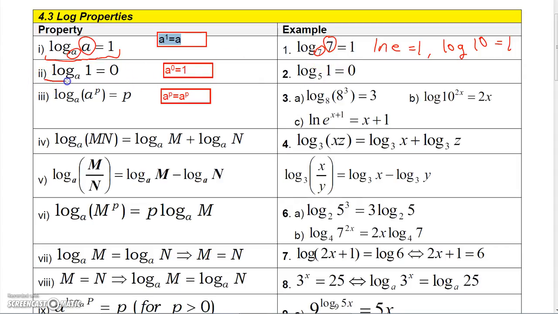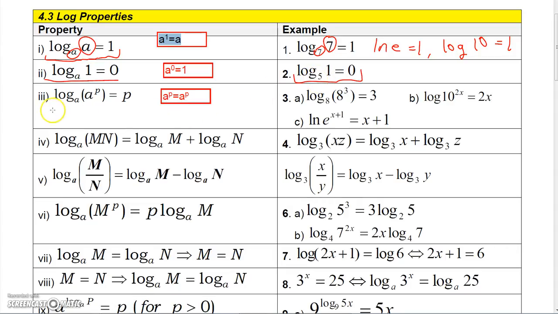Now the next property says that the log of 1, any base, is 0. And that's because if you take any number a and raise it to the 0, you get 1. So the log of 1, no matter what the base is, is always going to be 0. Even if you said the natural log of 1, you get 0, or the common log of 1 would also be 0.